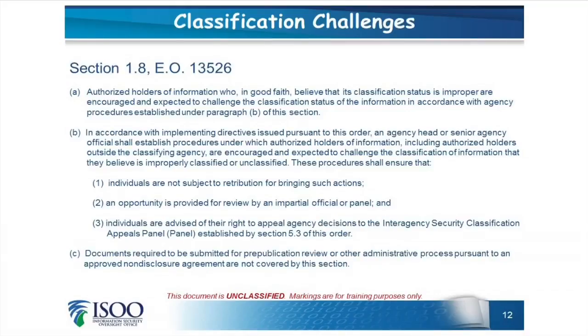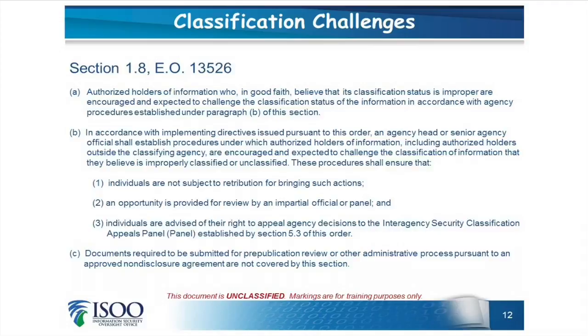A strong classification challenge program in every agency is vital to the success of classification management. It is a system of checks and balances to maintain the integrity of the classification system. It is much better to challenge a classification using established guidelines than for something to be sent to the Washington Post because someone believed it shouldn't be classified and wanted to make a point.